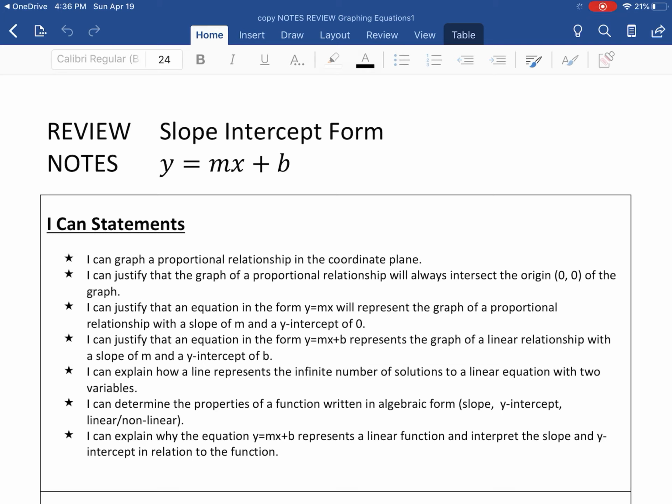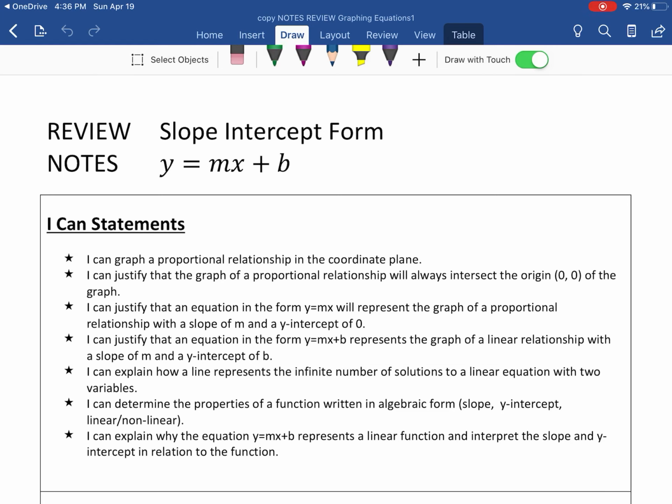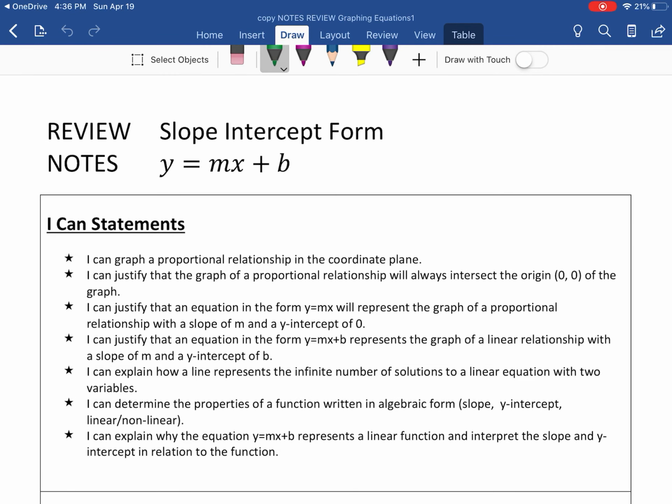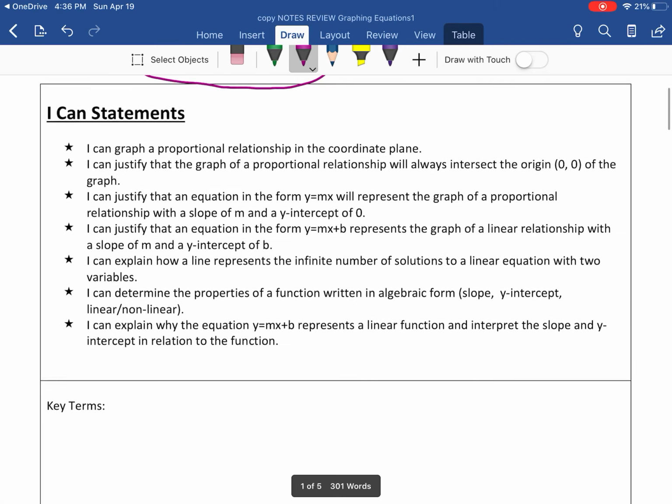Today, we're going to take a day to review how to graph linear equations. All right, so if you look up here at the top, it says y equals mx plus b. That's what we practiced in Unit 5 over and over and over again.